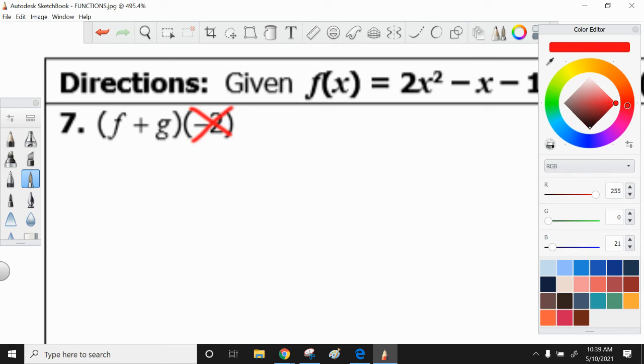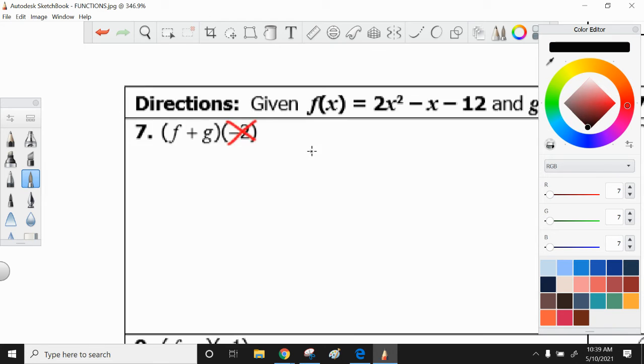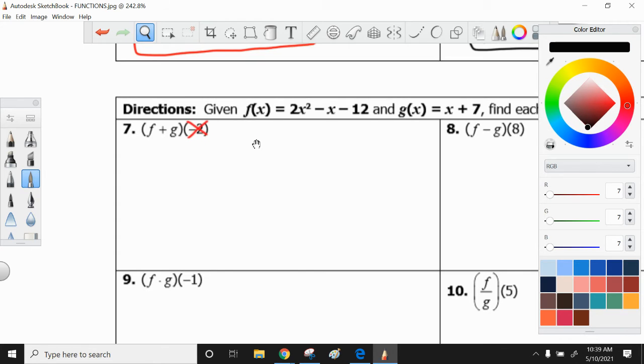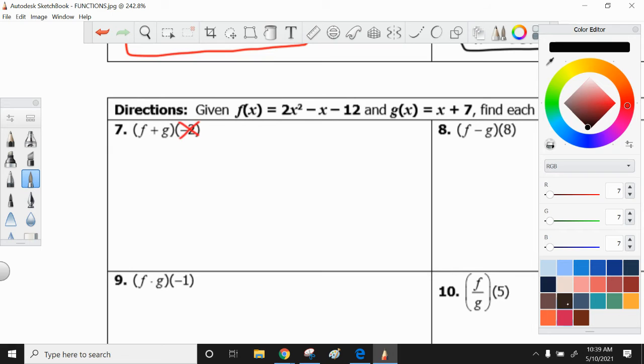So what we need to do is we got some new f's, we got some new g's. I'll use blue and pink. So we need to do f plus g, which is x plus 7. We need to add them together, and we need to replace that x with a negative 2.